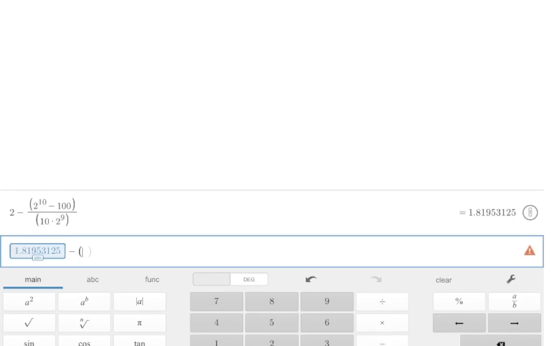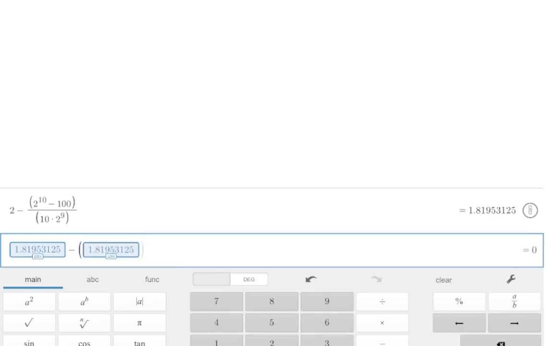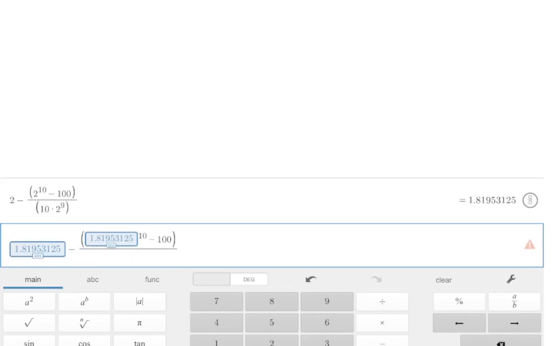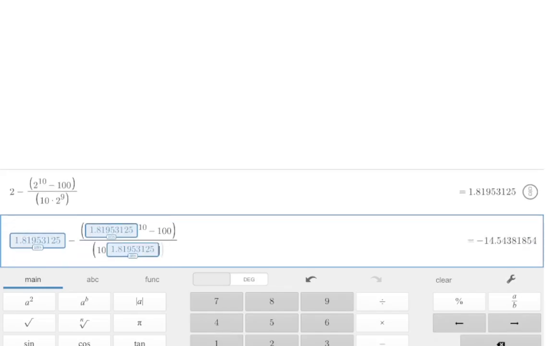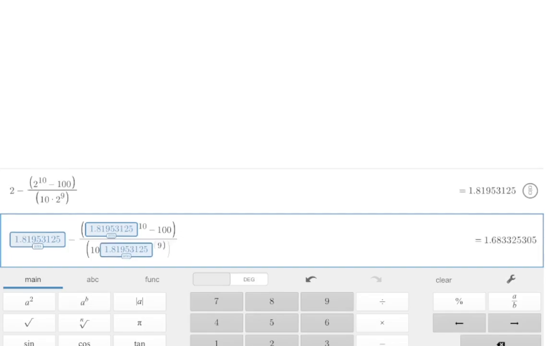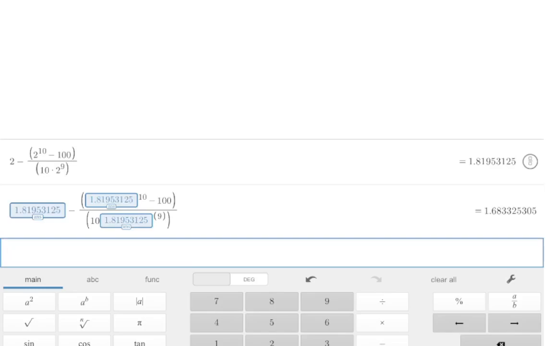Any of your TI calculators will have this. So I go answer to the 10 minus 100, close parentheses, divided by 10 times the answer to the 9, like that. And I got 1.6833, all right? You will be able to know if you messed it up or not. Like if that number changes wildly, then you probably typed in your calculation wrong, all right? You should expect these answers to look very similar to one another from one step to the next. And then you just do that whole thing again.